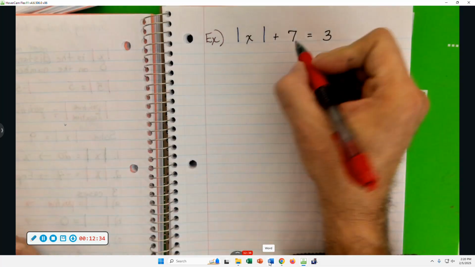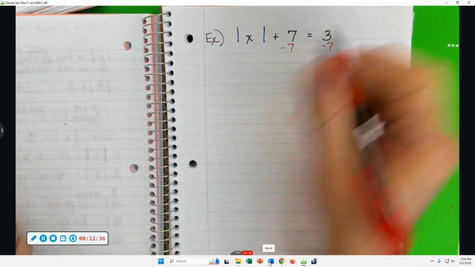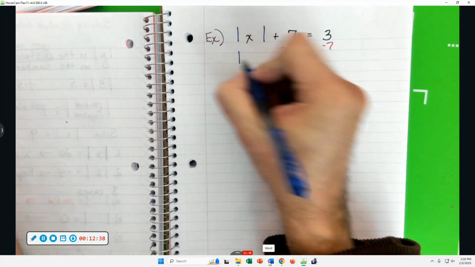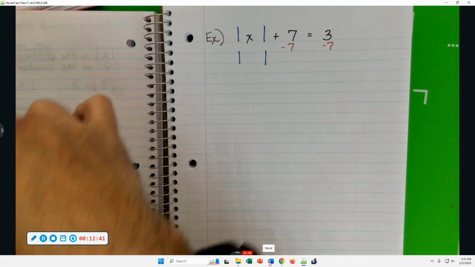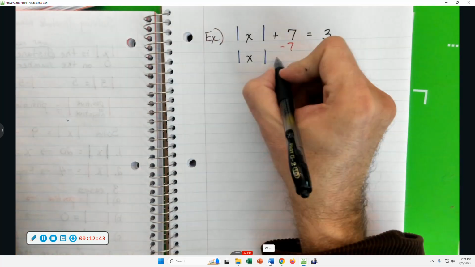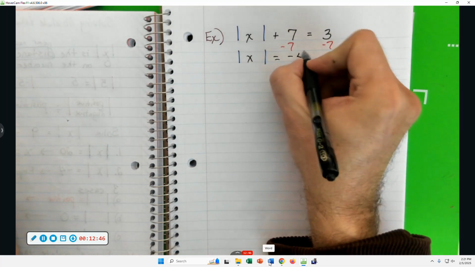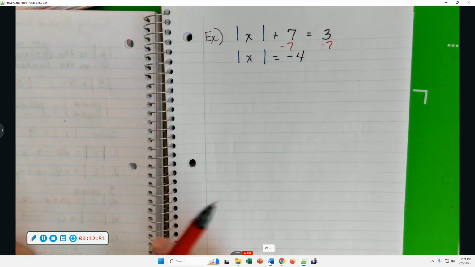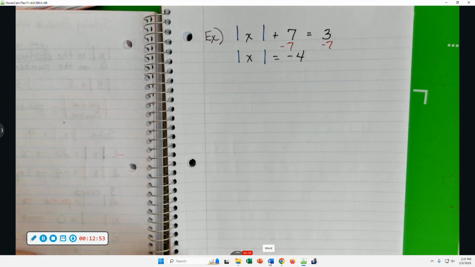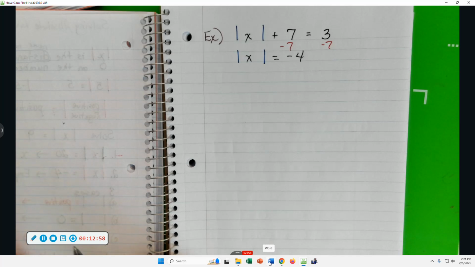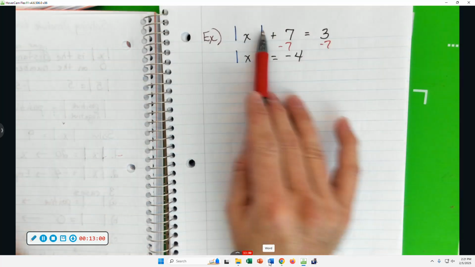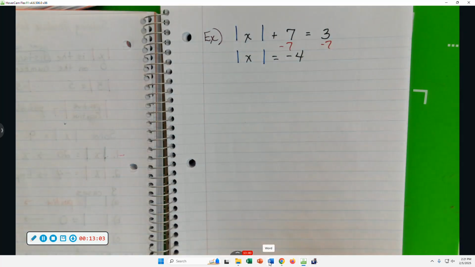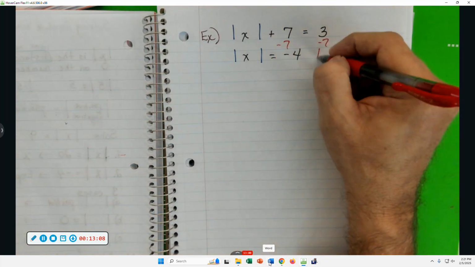I heard subtract. I agree. So we have the absolute value. Once I do this, absolute value equals -4. What do you conclude there? Is my answer going to be ±4 or no solution? No solution. So can you just look at it and tell no solution? No, not unless the absolute value bars are isolated. So no solution.